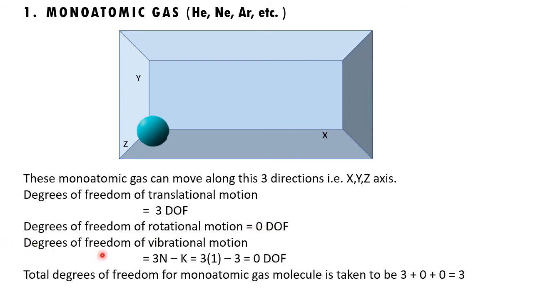Now the degree of freedom of vibration motion. So 3N minus K, this is the formula. N is the number of particles. So in this case it is 1, so 3 minus 3, K is the constraint. 3 plus 0 is 3, so 3 minus 3 is equal to 0 degree of freedom. So the total degrees of freedom for monoatomic gas molecule is taken to be 3 plus 0 plus 0, which is equal to 3 degrees of freedom in case of the monoatomic gas.